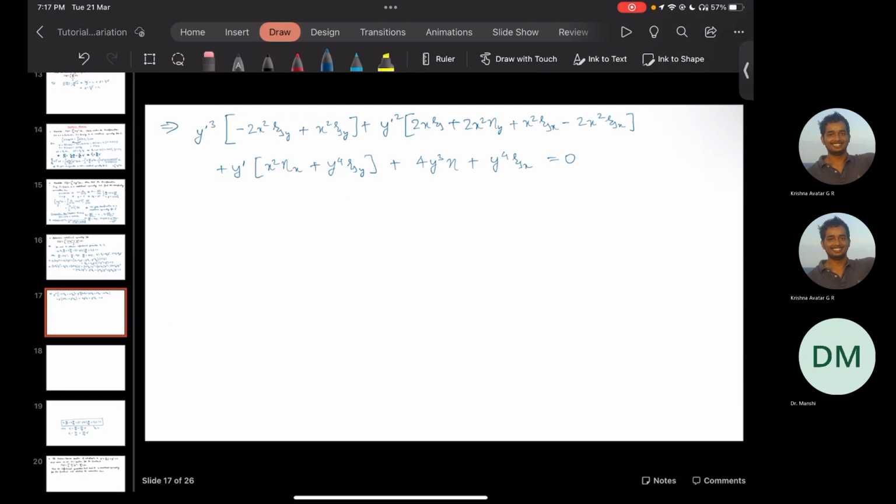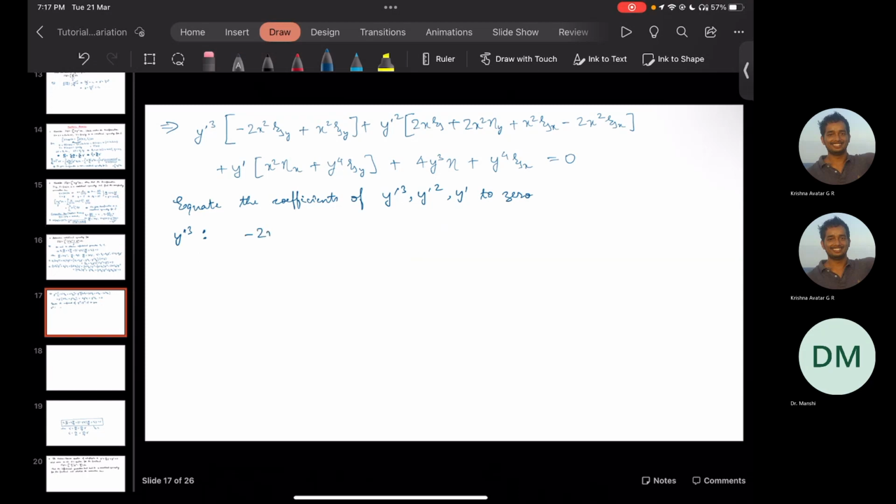Fine. Now what we do is we will equate the coefficients of y prime cubed, y prime squared, y prime to 0. And then also sort down the final term. I mean, the remaining terms that's already equal to 0, right? So first, y prime cubed.